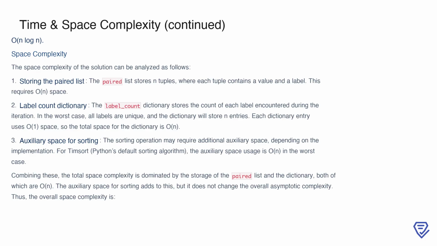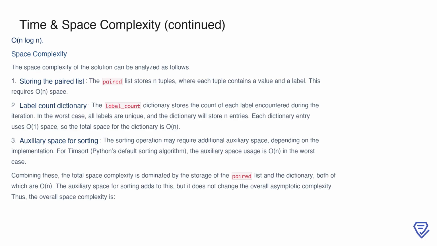The space complexity of the solution can also be broken down into its components. First, we store the paired list, which contains n tuples, each representing a value and its corresponding label. This requires O(n) space. Next, we use a dictionary, label_count, to keep track of how many times each label has been used. In the worst case, where all labels are unique, the dictionary will store n entries, consuming O(n) space. Additionally, the sorting operation may require auxiliary space. For Python's timsort algorithm, this auxiliary space is O(n) in the worst case.